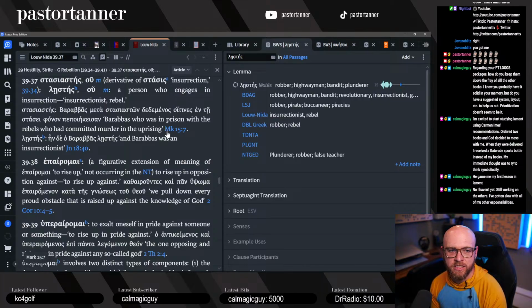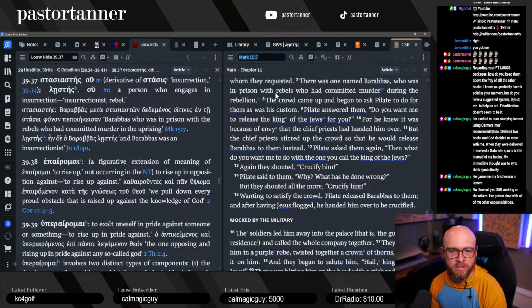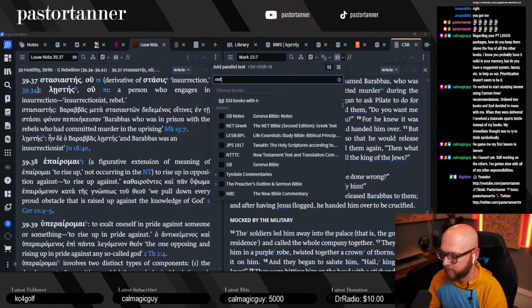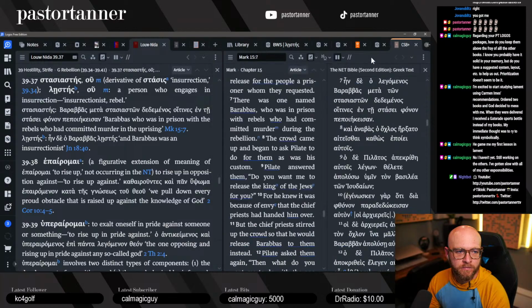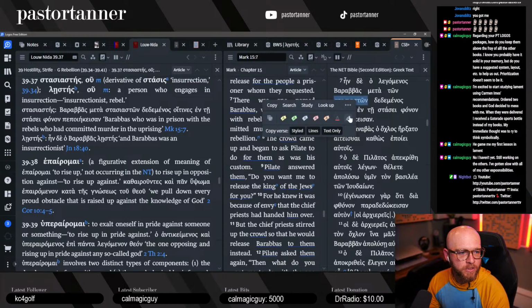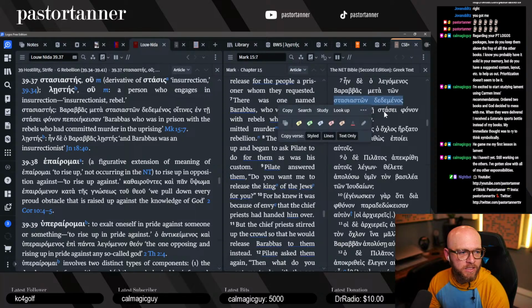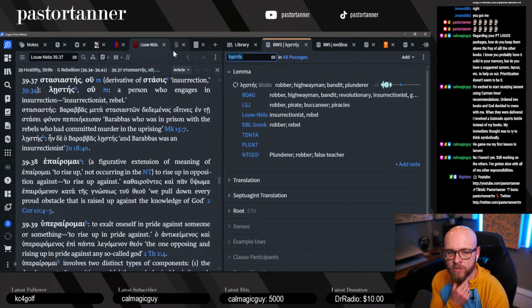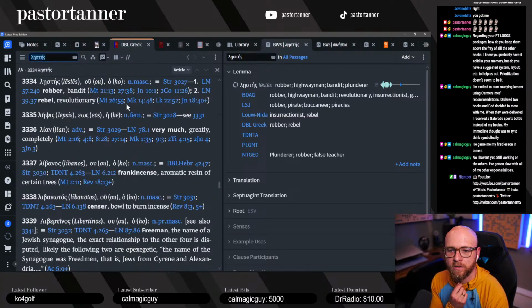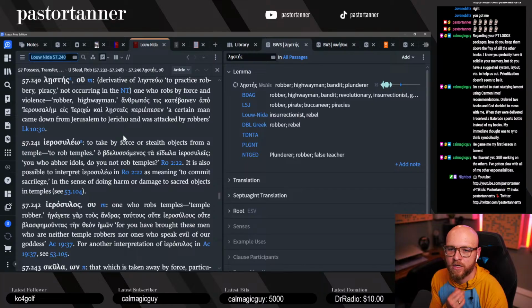Let's see if this Stasiastes is next to Laestes in Mark 15:7. Stasiaston de Menos. Where's Laestes? Oh, no, I don't see it. So let's put together two separate things. Yeah, in fact, this Stase is emphasized multiple spots. Okay, cool. So for Laonida, we're going to want to go to our first reference here. I think it's more fitting for us.